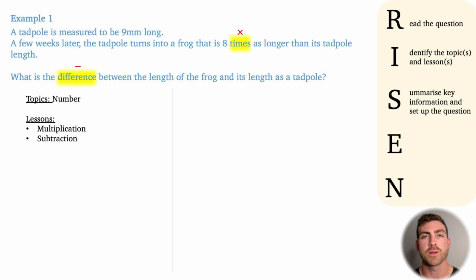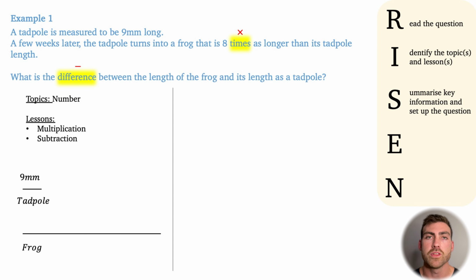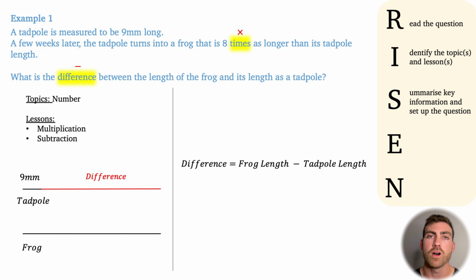S, which is summarize key information and set up the question. We can use a number line to represent both scenarios. Firstly, listing that the tadpole is 9 millimeters, then the frog is 8 times longer than the tadpole. Finally, the difference is the frog's length minus the tadpole.